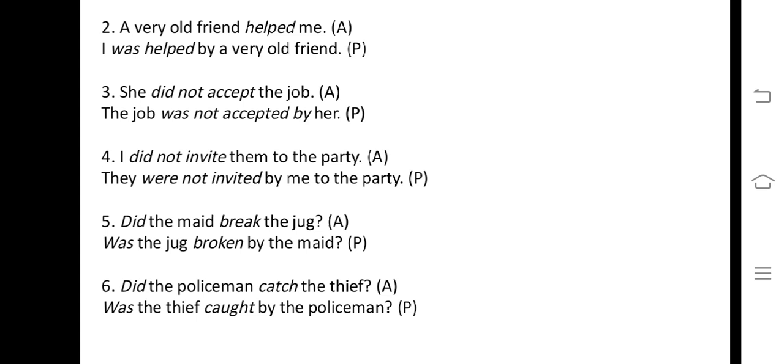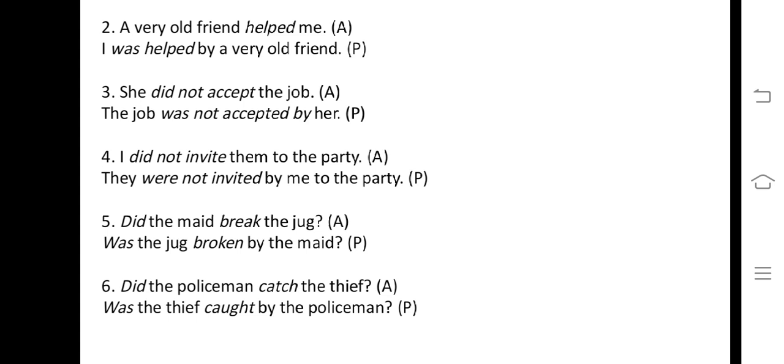Third sentence is a negative statement. She did not accept the job. Here the job will come first. The job was not. Always write not immediately after an auxiliary verb. We need to take care of this point here. So the answer is like this. The job was not accepted by her. She will change into her when we write in passive voice.